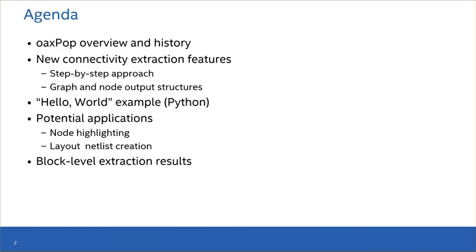I'll show the extracted result using both graph and node output structures. And then I'll get into a little hello world example using Python code and highlight a couple of potential applications that this new feature will bring. The two that I'll highlight will be node highlighting and layout netlist creation, basically. And then I'll share just a couple of high-level pictures of some block-level extraction results.